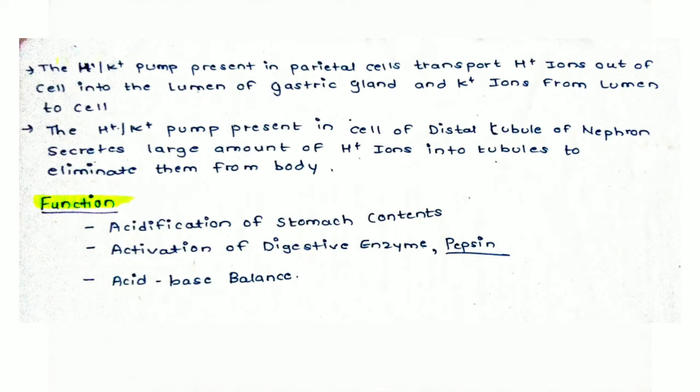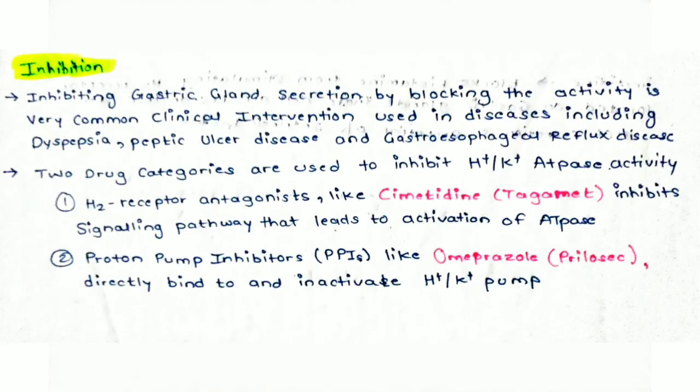Now, what are the functions of the potassium hydrogen pump? First, acidification of stomach content. Second, it activates the digestive enzyme, that is pepsin. And third, it maintains acid base balance. The next part of discussion here is inhibition and some clinical points. Inhibiting gastric gland secretion by blocking the ATPase activity is a very common clinical intervention used in diseases including dyspepsia, peptic ulcer diseases, and gastroesophageal reflux diseases.